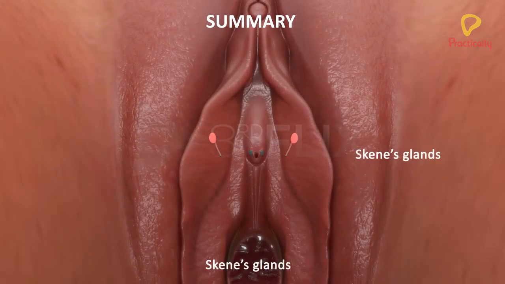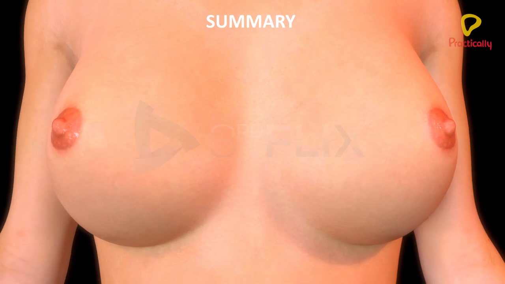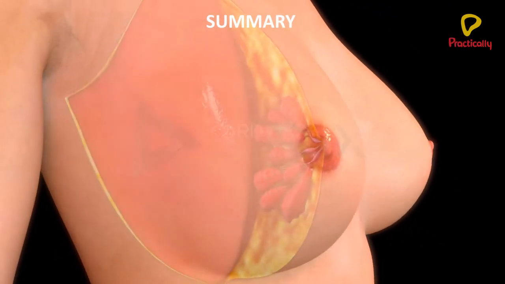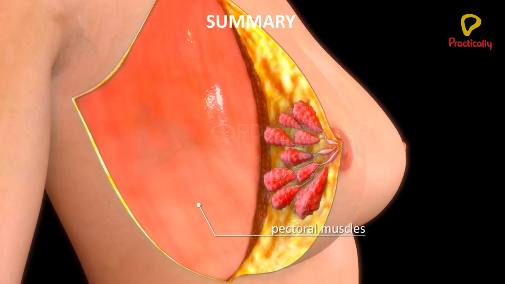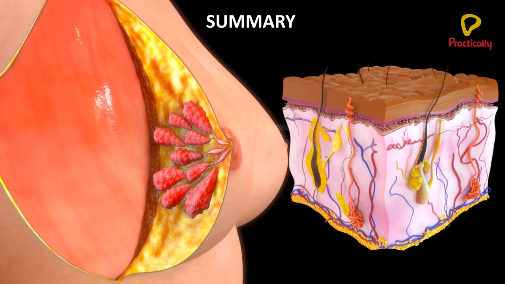Skene's glands. They are also called lesser vestibular glands or paraurethral glands. Mammary glands. The mammary glands are also known as breasts. They are a pair of glands present over the pectoral muscles. They are modified sweat glands.